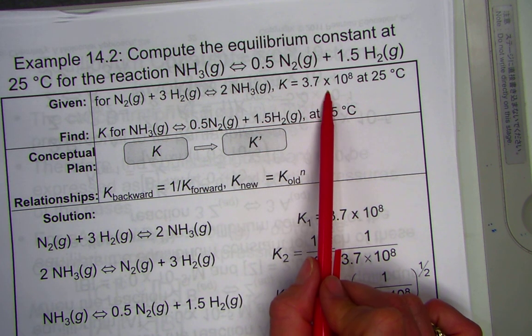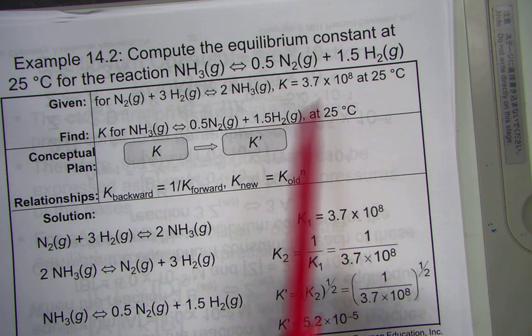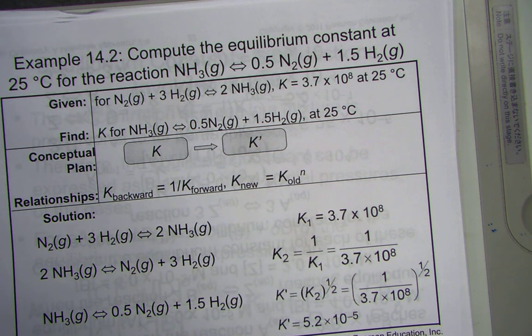That's the basic balanced equation with whole numbers. They have an equilibrium constant given to us, 3.7 times 10 to the 8th. Again, that's a very large number, so it's favoring the product side.